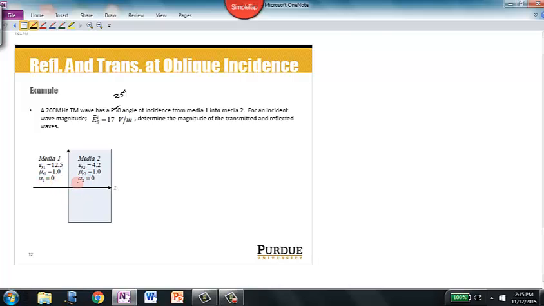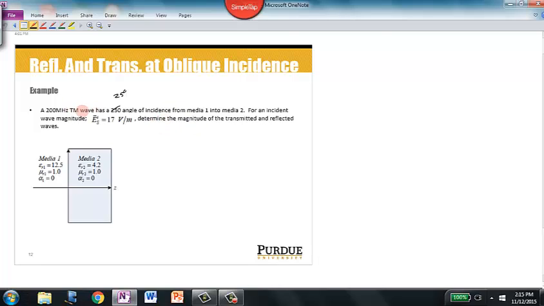They're lossless media. There's no attenuation. I've given you the magnetic permeabilities and electric permittivities for each of the media. And I'm also giving you the initial amplitude of the incident wave, 17 volts per meter. And we want to determine the magnitude of the transmitted and reflected waves.